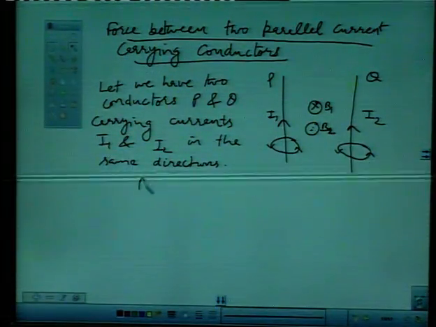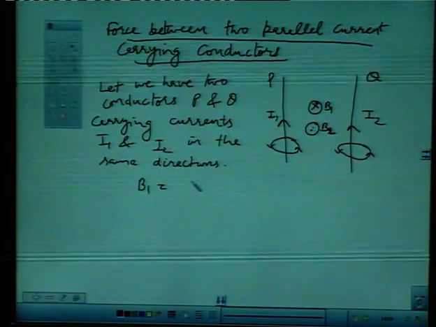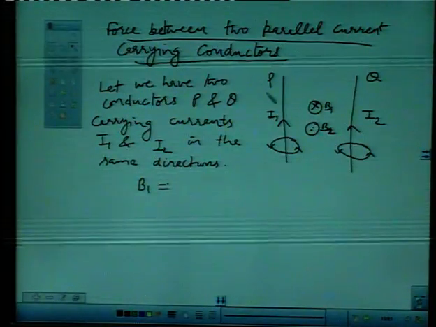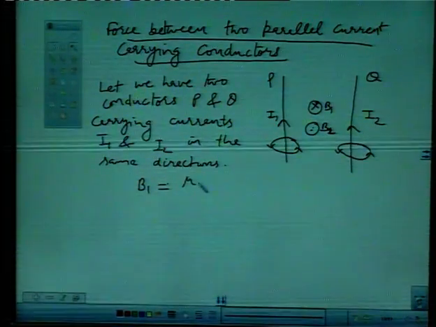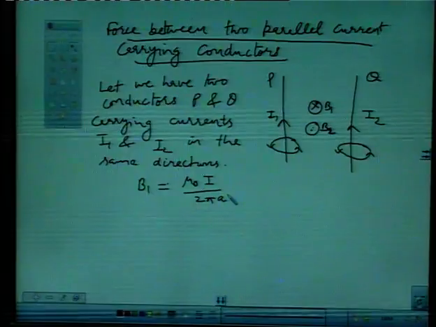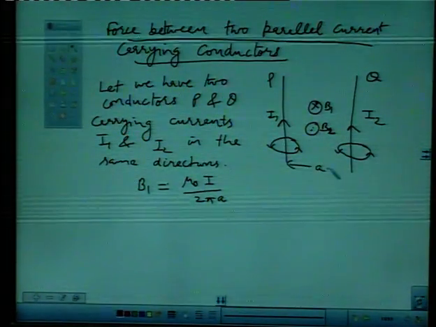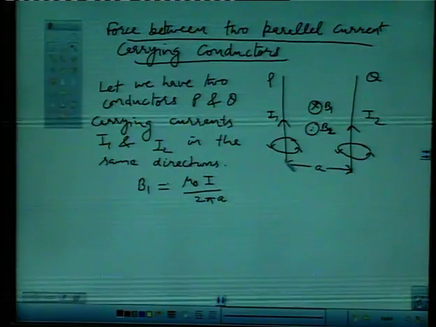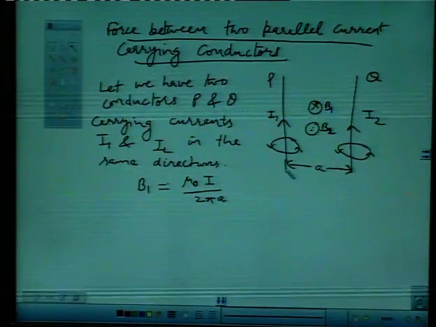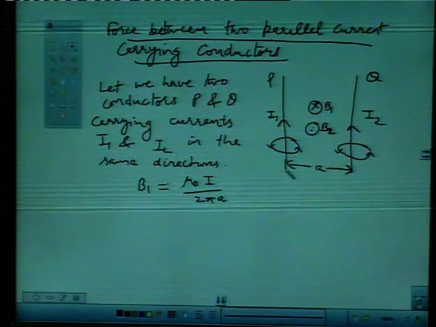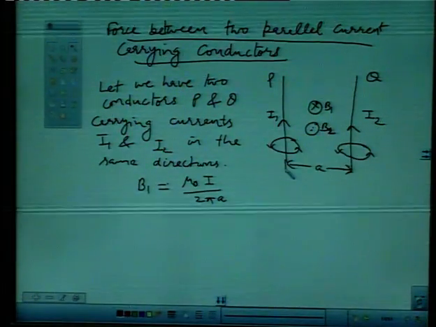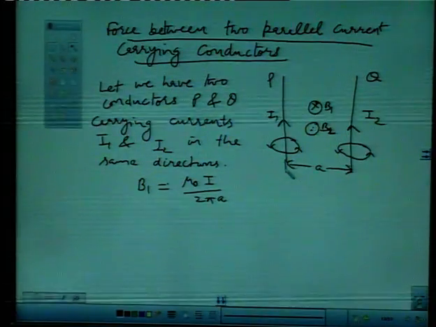Now, the magnetic field B1 due to current carrying conductor P will be equal to mu naught I upon 2 pi A. The A is the perpendicular distance between the two conductors. We have to find the magnetic field B1 at this second conductor. So, the distance between the current and the point where we have to find the magnetic field is A.